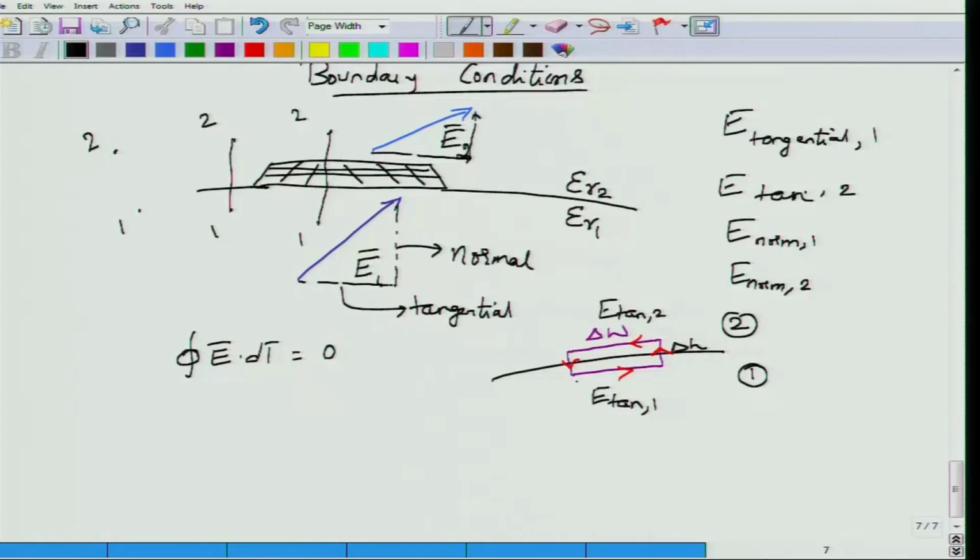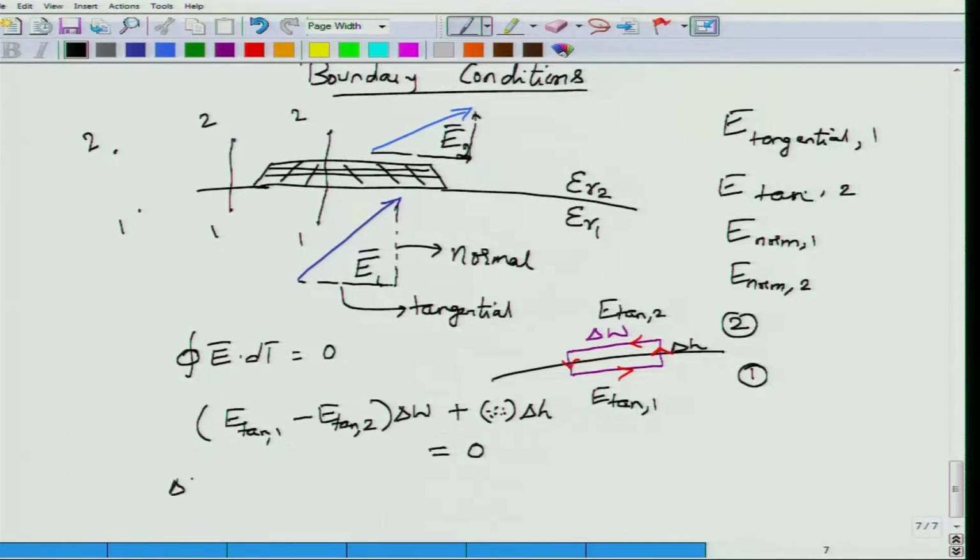So to this path, if I apply the line integral expression, what I get is E tan 1 minus E tan 2, multiplied by delta w plus some terms that contain delta h. This would be equal to 0. The terms that contain delta h will be the normal electric fields. This is E tan 1 minus E tan 2 because the path is along one direction and the path in the other medium is directed opposite to the path in the first medium. Therefore, E tan 1 minus E tan 2 times delta w equal to 0.